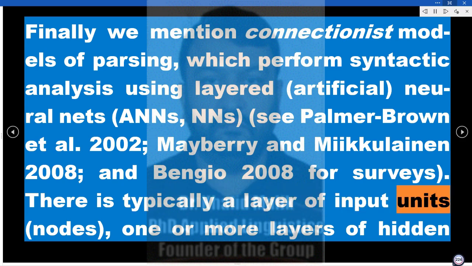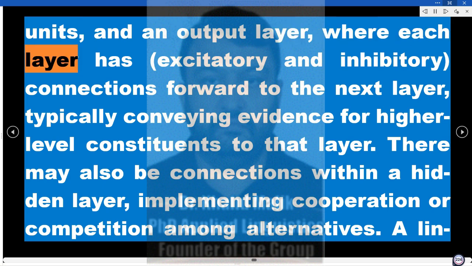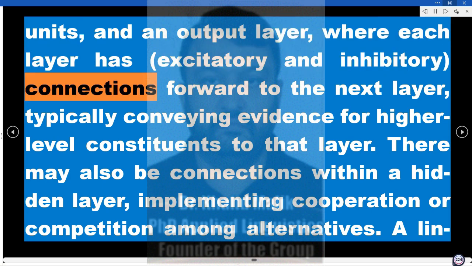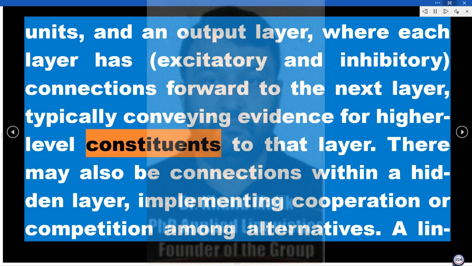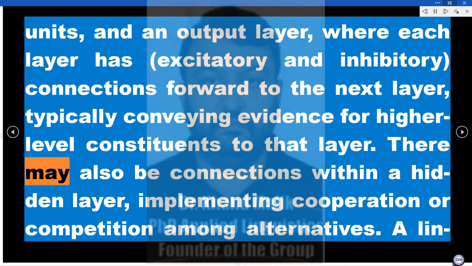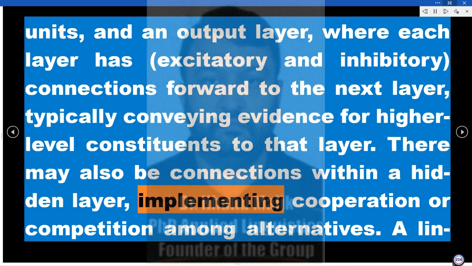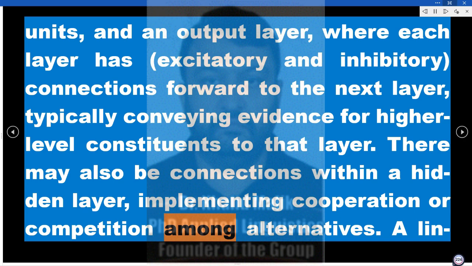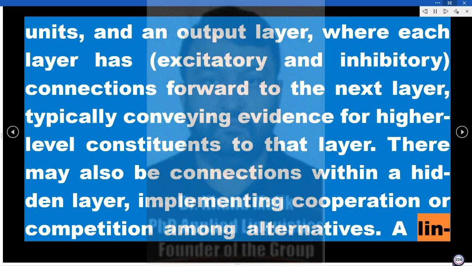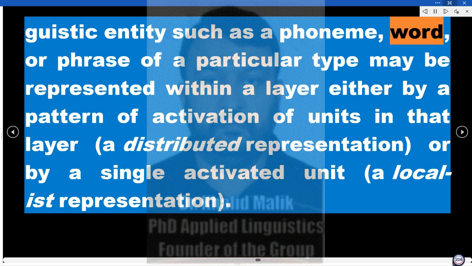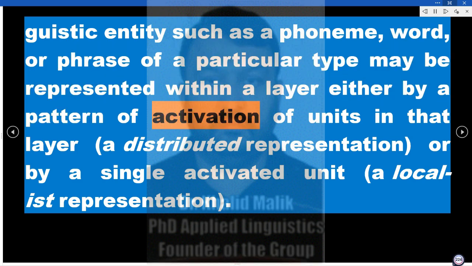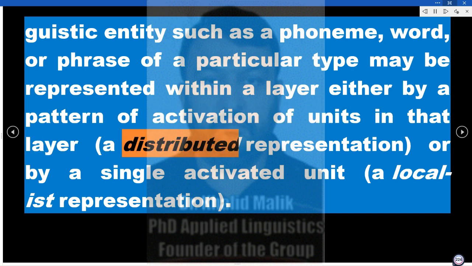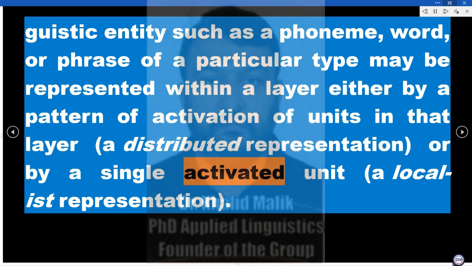There is typically a layer of input units, nodes, one or more layers of hidden units, and an output layer, where each layer has excitatory and inhibitory connections forward to the next layer, typically conveying evidence for higher-level constituents to that layer. There may also be connections within a hidden layer, implementing cooperation or competition among alternatives. A linguistic entity such as a phoneme, word, or phrase of a particular type may be represented within a layer either by a pattern of activation of units in that layer, a distributed representation, or by a single activated unit, a localist representation.